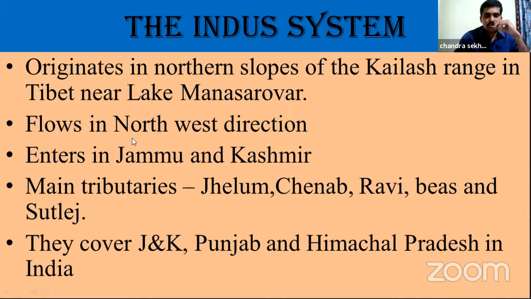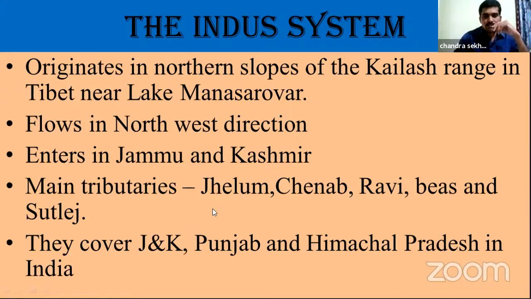It is flowing towards the northwest direction. It enters into Jammu and Kashmir. Tibet is now in China, occupied by China. So the origin of the Indus River system is in Tibet, and in India, it flows in Jammu and Kashmir state.